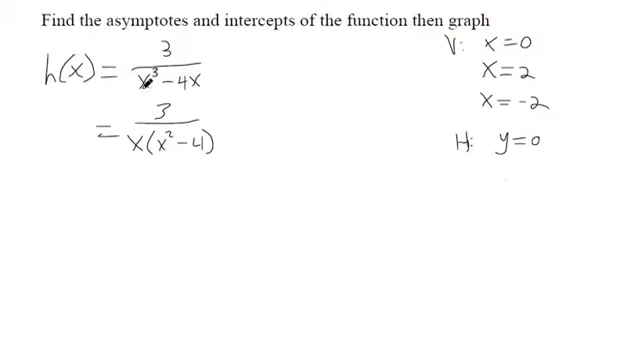But this one, the power is bigger on the bottom, because the power up here is x to the 0. This is x to the third. So that follows that rule where it's always y equals 0 if the power is bigger in the denominator.